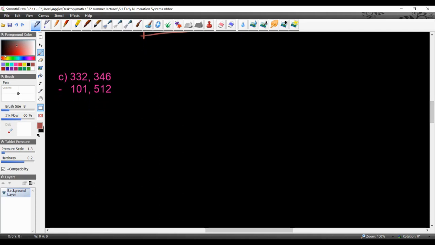now we're subtracting. And for this one, it actually helps to draw everything out here. So when we're subtracting, we have to keep in mind that we can carry things over.